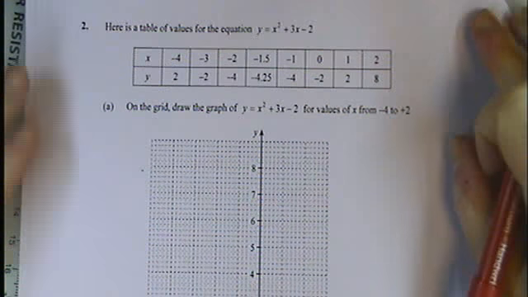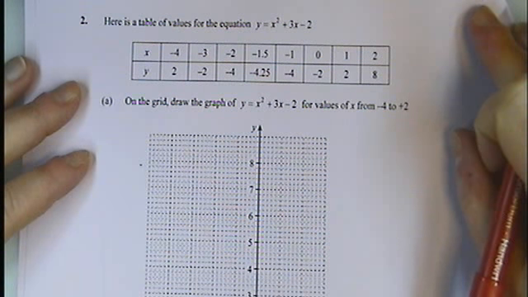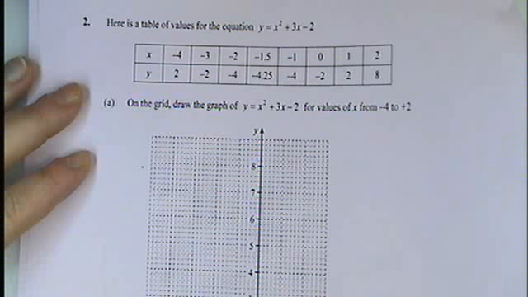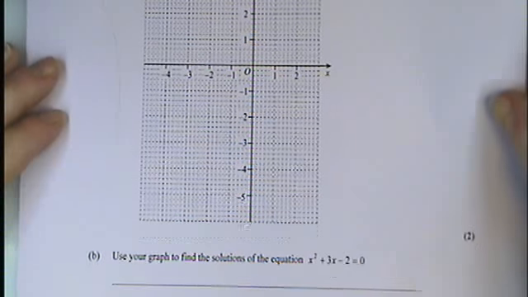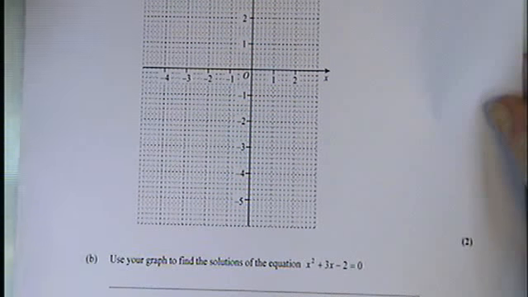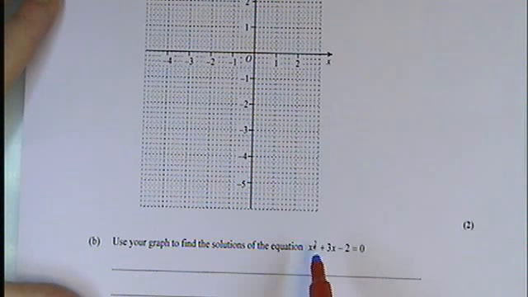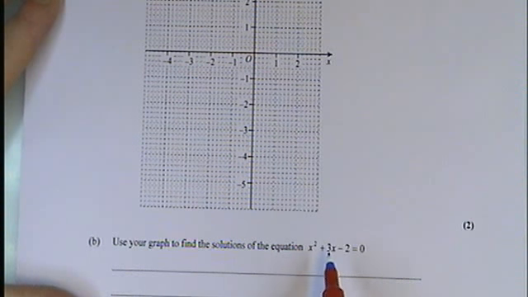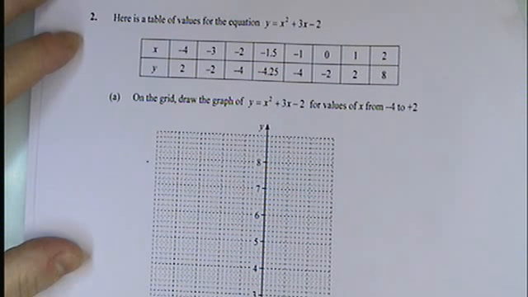Okay, so we've got a table of values in this one for a quadratic, so it needs to be plotted. And then the second part of the question, 2 marks for drawing it, second mark is 2 marks for solving it. So this is a slightly more straightforward question to start off with, because this quadratic that we need to solve at the bottom is the same as the quadratic that we've been given at the top that we have been asked to plot.